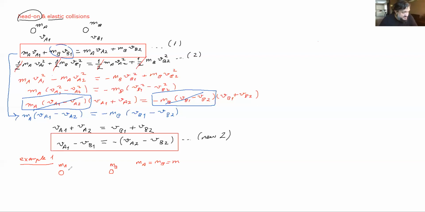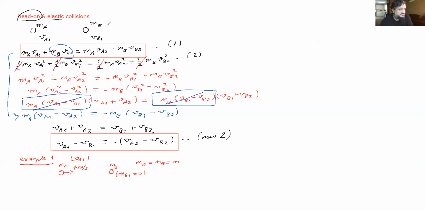Let's say this billiard ball is moving to the right with 4 meters per second. This will be VA1. And let's say MB is stationary, just sitting there. VB1 is 0. So, what are the after velocities?